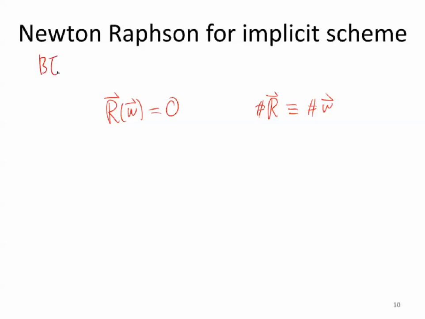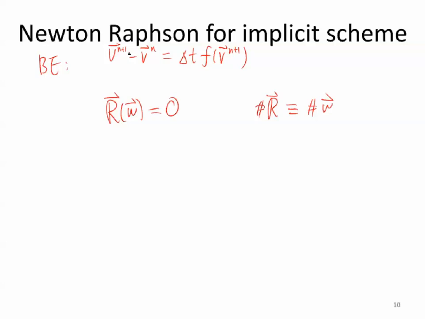For example, backward Euler: v n plus 1 minus v n is equal to delta t times f of v n plus 1. What is the problem here? When I want to compute v n plus 1, I need to say v n plus 1 is equal to v n plus delta t times f of v n plus 1. But I don't know v n plus 1 to start with. How can I compute v n plus 1?